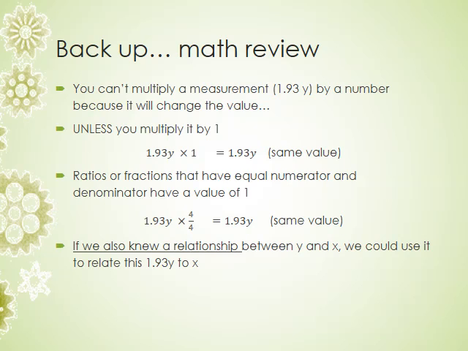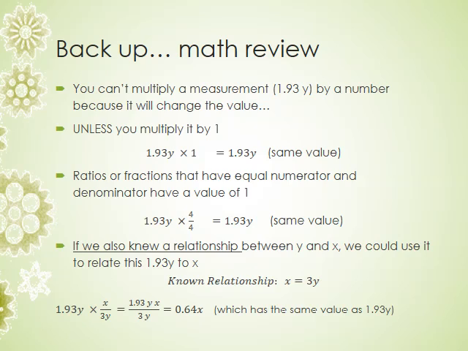If I knew a relationship between y and x, I could use it to relate this 1.93y to x. So I have the known relationship, x is equal to 3y. And now I take 1.93y and I multiply it by a ratio where the top and the bottom are equal, because in this case my relationship tells me that x and 3y are equal. Note that when I multiply it through, my y's will cancel out and I'll be left with 0.64x, which has the same value as 1.93y because I didn't do anything except multiply 1.93y by 1.